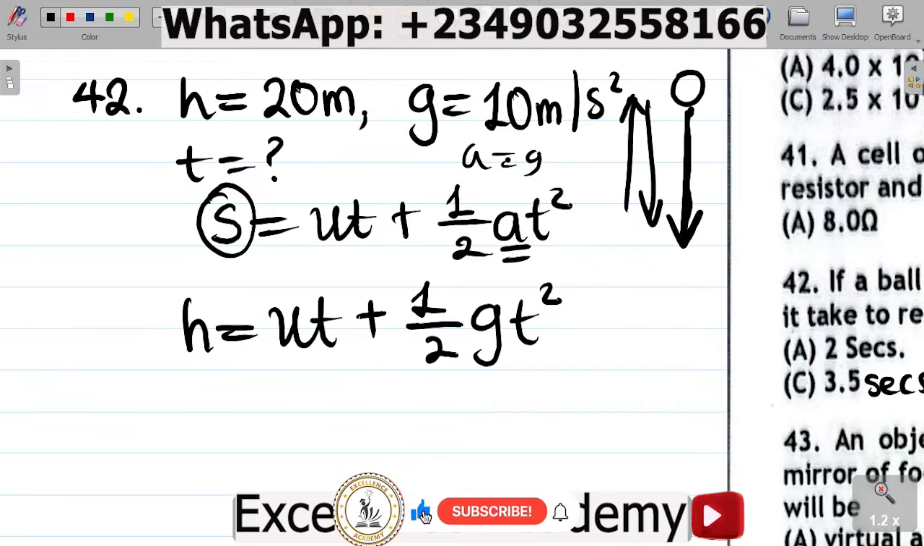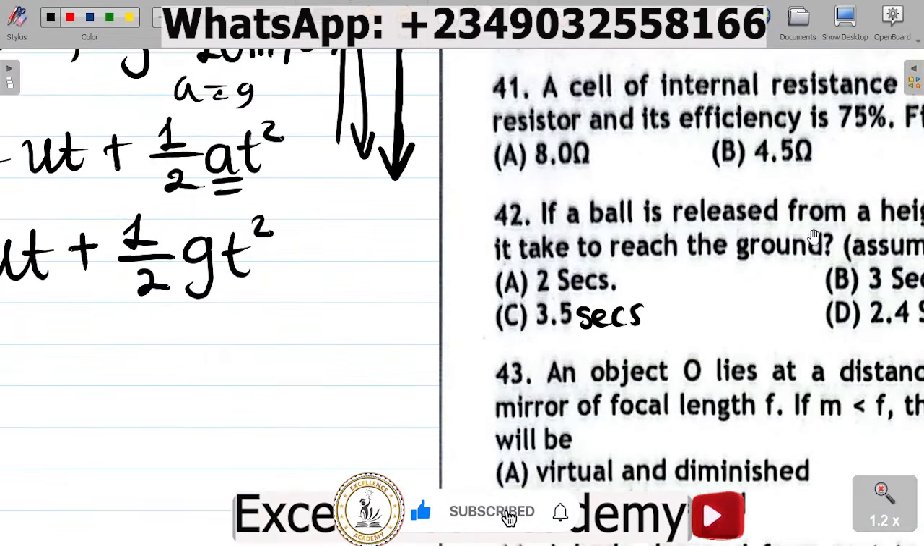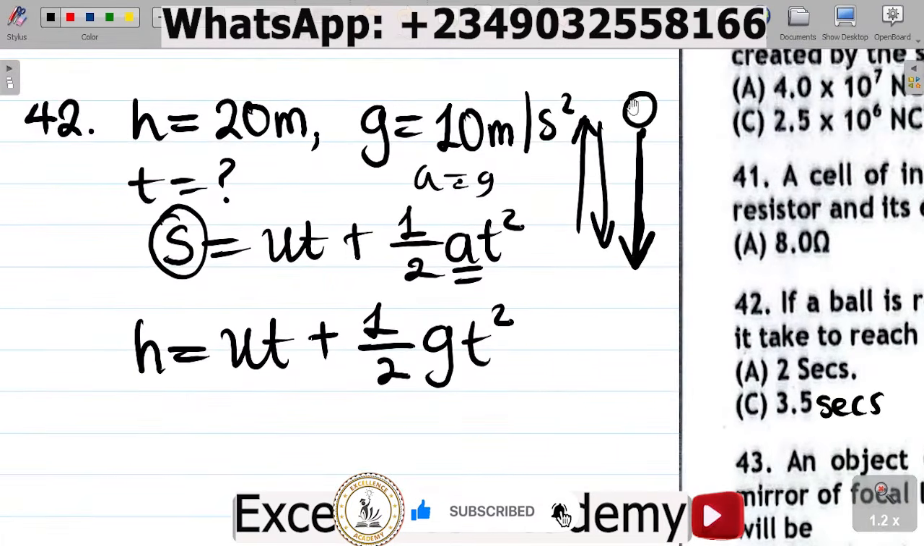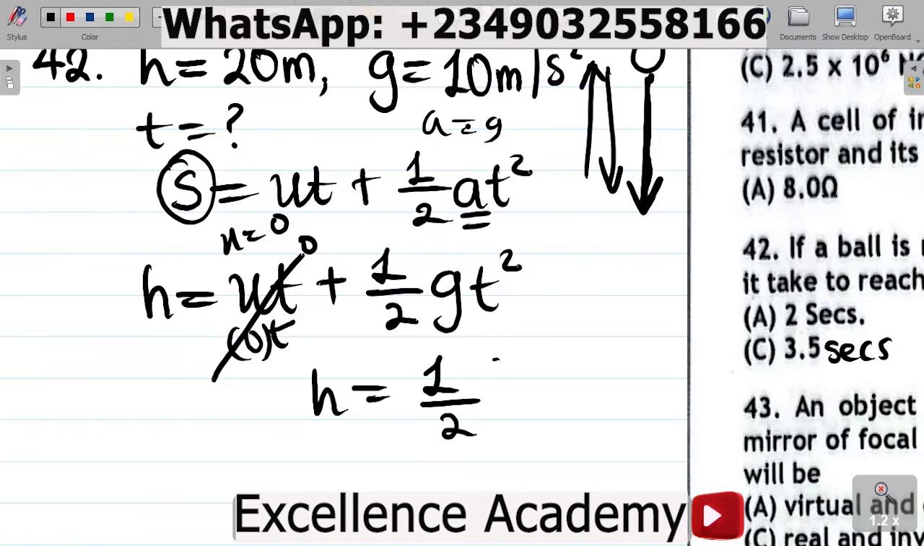Then again, looking at the question, they said a ball is released from a height. When they say a ball is released from a height, it means the ball was stationary and then it was released. In essence, the initial velocity u will be equal to 0. If u here is 0, it becomes 0 times t, and this gives you 0. So you have that h is equal to half into g. The value of g is 10, and then t squared.